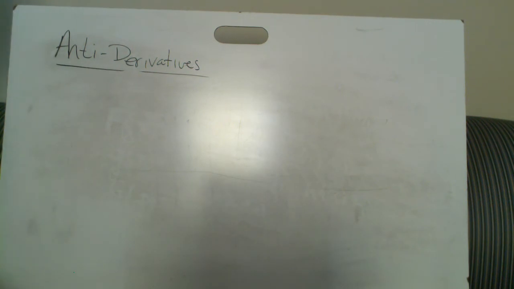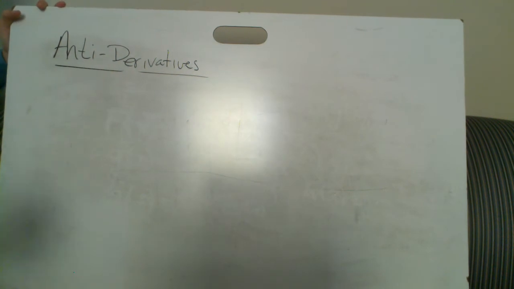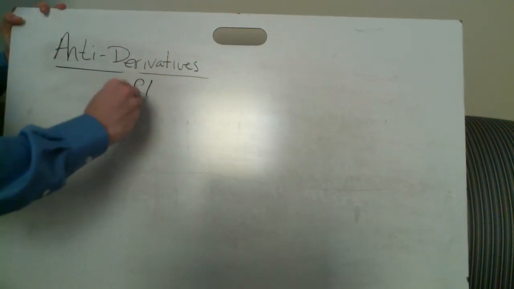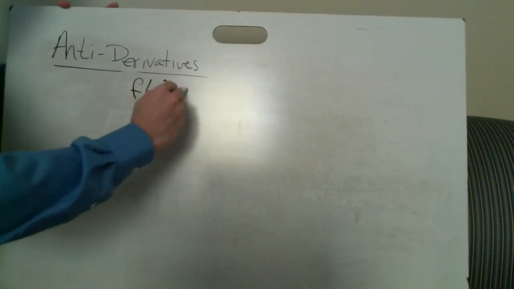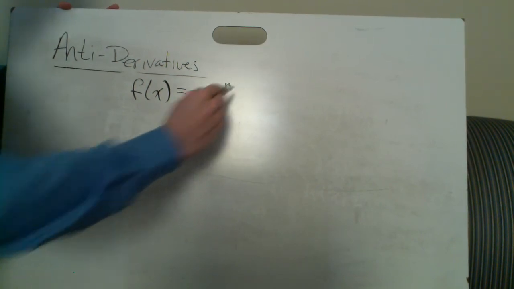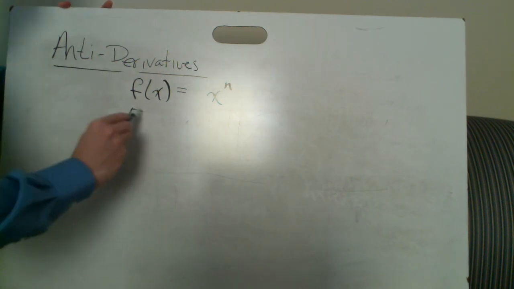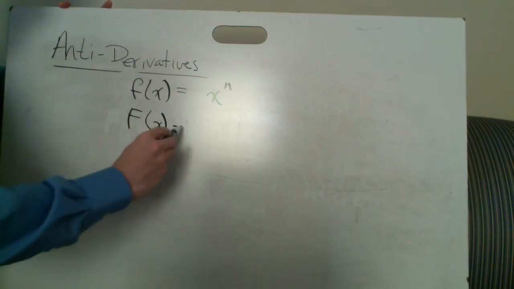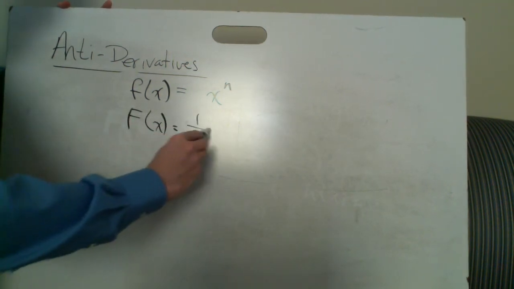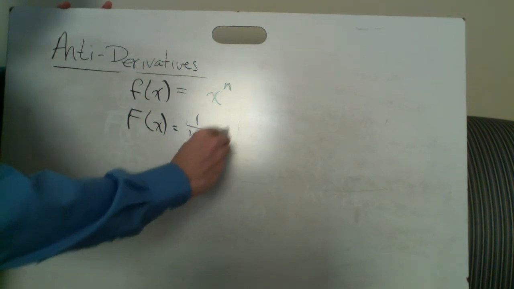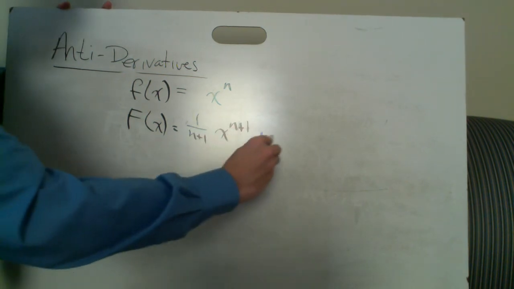Hi everyone. Last time we were looking at antiderivatives, we were able to come up with the formula that if f of x is some nice polynomial looking thing, or really x to any power n, we could find its antiderivative using the formula: the antiderivative of f is 1 over n plus 1 x to the n plus 1 plus c.